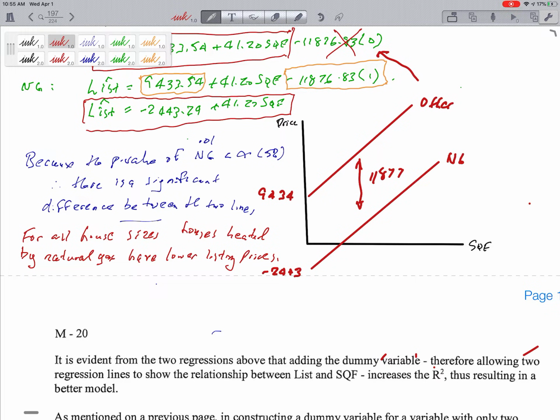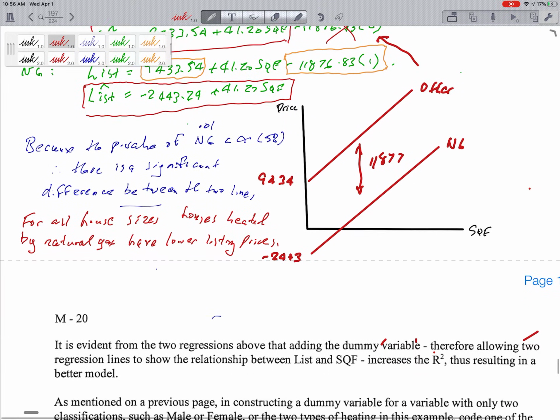Now, the problem that we've got with that is that although we can split the two lines into two parallel lines, do they really have the same slope? That's the question. And so we're going to create something now called a slope shifter, so we're going to take a look at that.